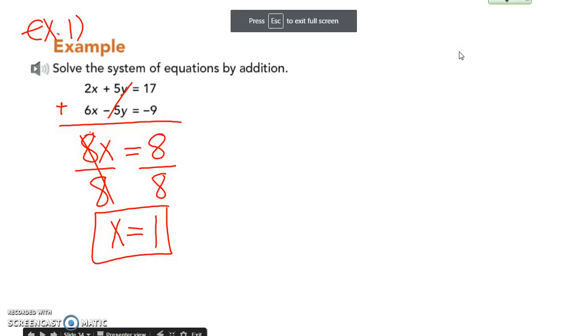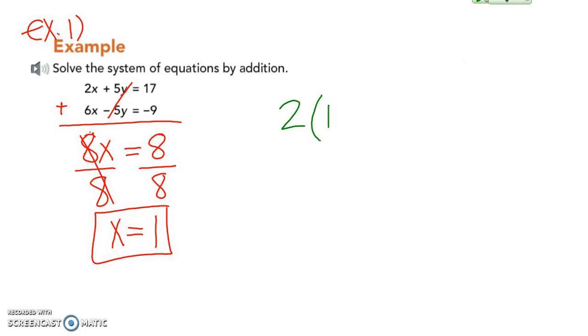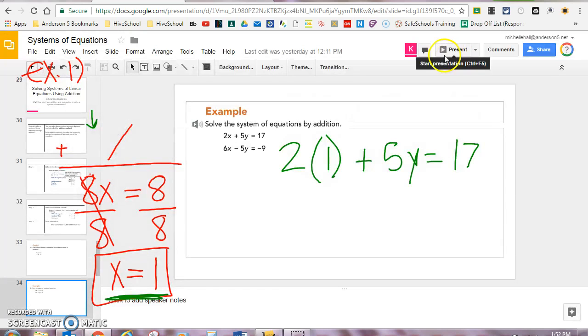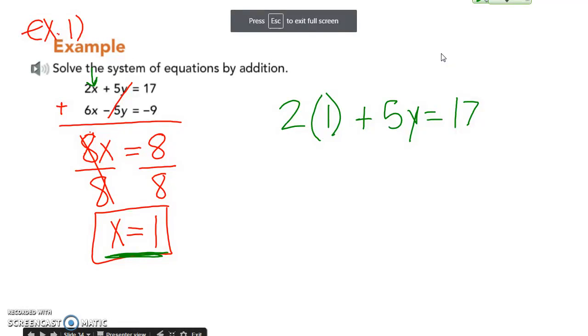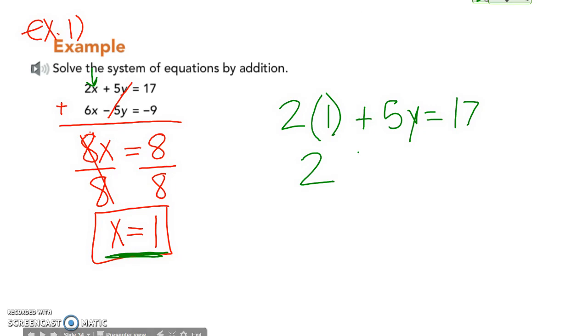So now, let's try this again. 2 times 1 plus 5y equals 17. I took what I got right here for my solution and I plugged it in for x. So 2 times 1 is 2. Oh my goodness, my board is just having a hard time. One more time. Okay, 2 times 1 is 2. Plus 5y equals 17.